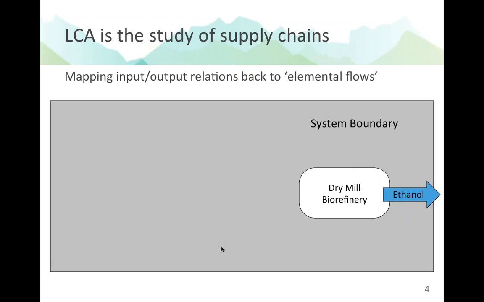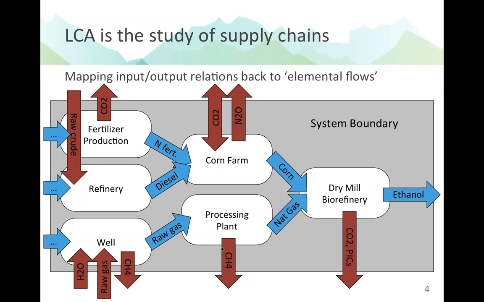So life cycle assessment, or LCA, at the most basic level, is the study of supply chains, right? It's the realization that in order to make a product, you have to have a whole bunch of other industrial inputs associated with that. For example, if you want to make ethanol, you're traditionally producing that in a biorefinery, a dry mill biorefinery in this case. And if you advance it one more, you'll see that there's a lot of inputs to that biorefinery. You have to have corn in order to convert the corn to ethanol. Your biorefinery probably takes some natural gas in order to run all the equipment there.